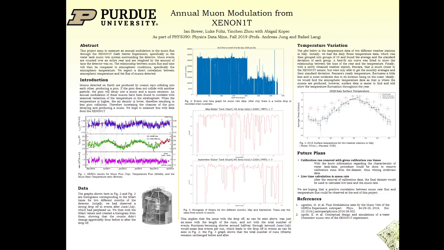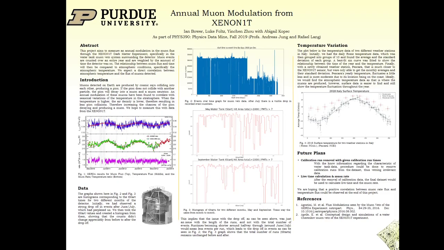Initially in Figure 2, we observed a strong drop-off in events after June and July, which perplexed us. We then took the T-star values from May, which is before the drop-off, and September, which is after the drop-off, and created a histogram as shown in Figure 3. Figure 3 shows that the counts didn't change appreciably from before to after the drop.